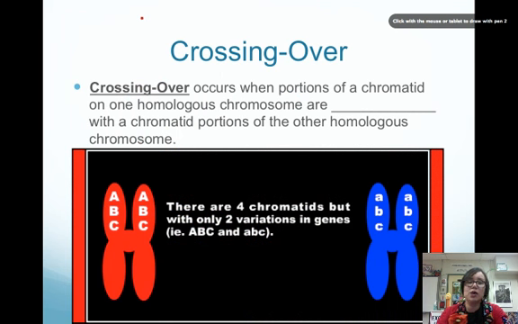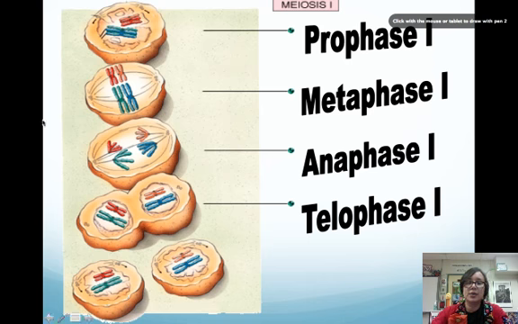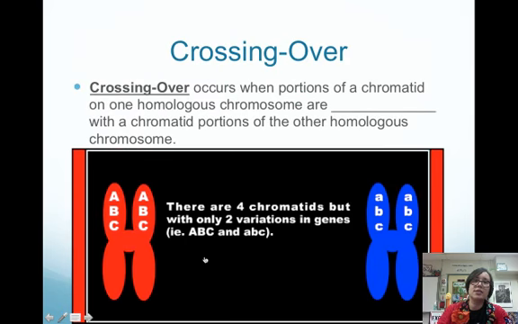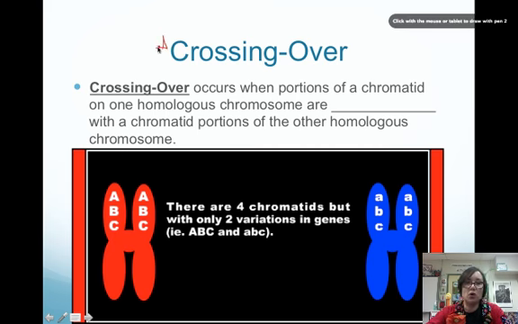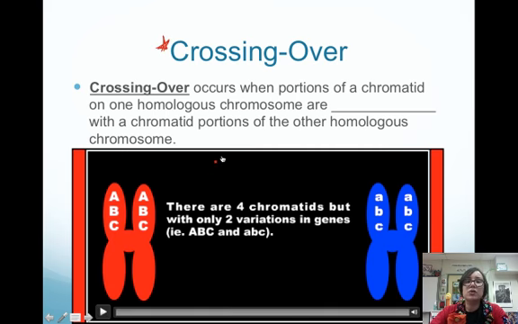And then lastly, the last thing that's going to happen is cytokinesis, where we're going to actually pinch our cell into two new cells. Now, what's unique about this individual process is that in meiosis, we're going to have a unique process called crossing over happen. Now, crossing over is really important.